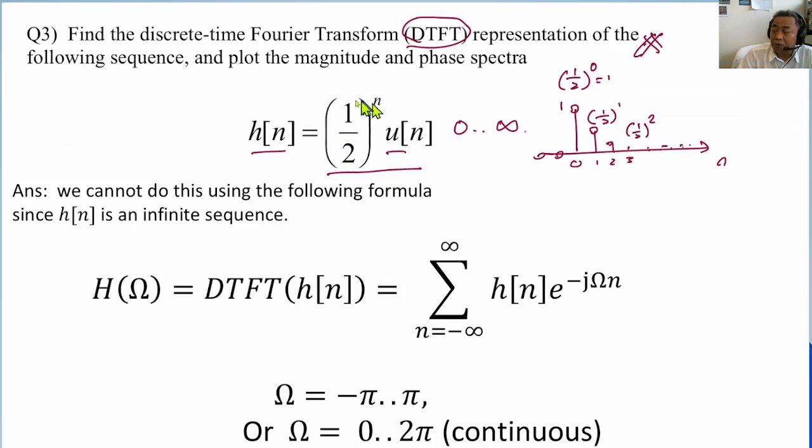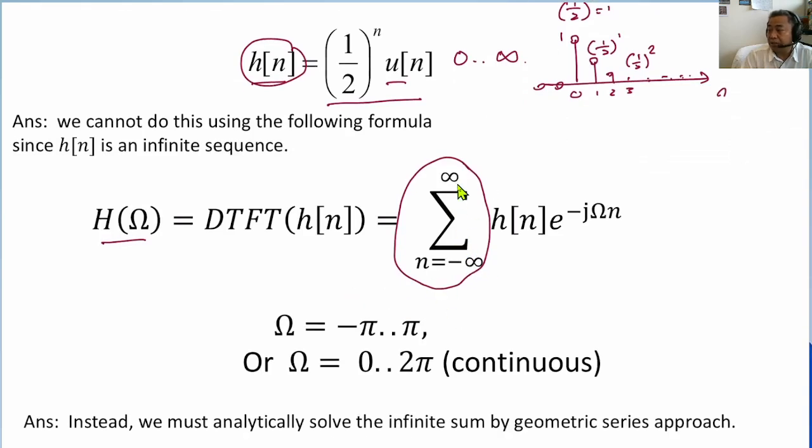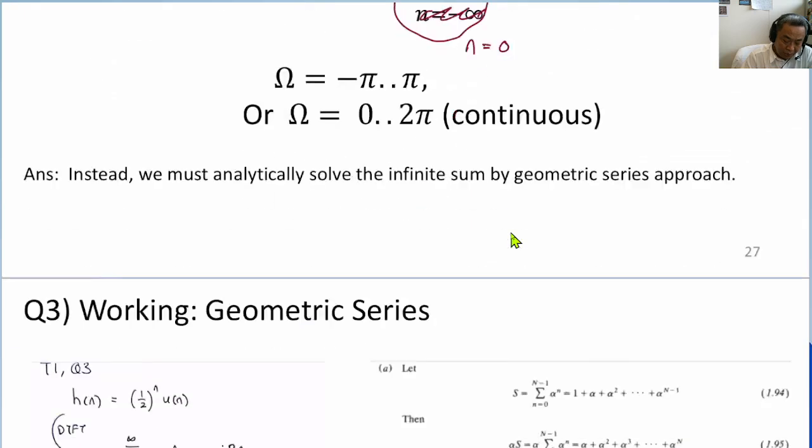Now, when we have this sequence and we want to take the DTFT of this sequence, we have to apply this formula. This formula explicitly says that we need n equals minus infinity to infinity. But since we are using only a causal signal, the left hand side will start from n equals 0 and progress to infinity. Therefore, technically, we cannot do this by computation because we have to sum an infinite sequence. Alright, anyway, let's see what we can do.